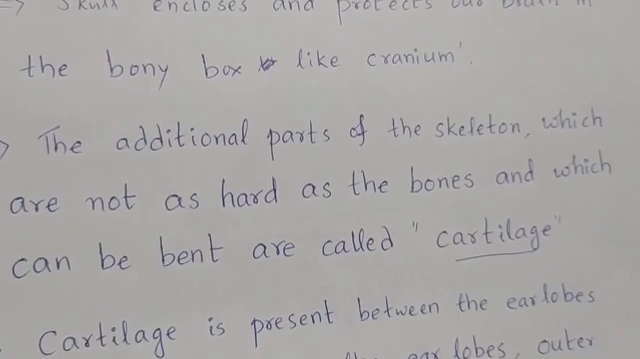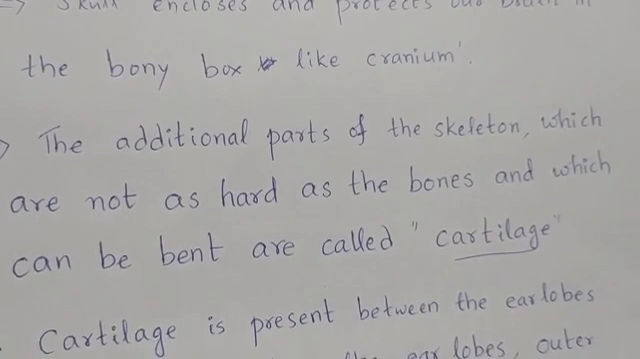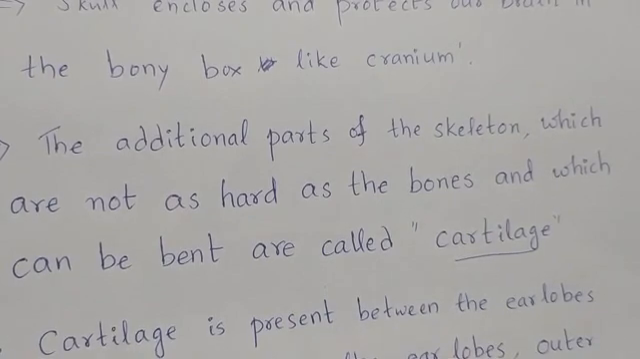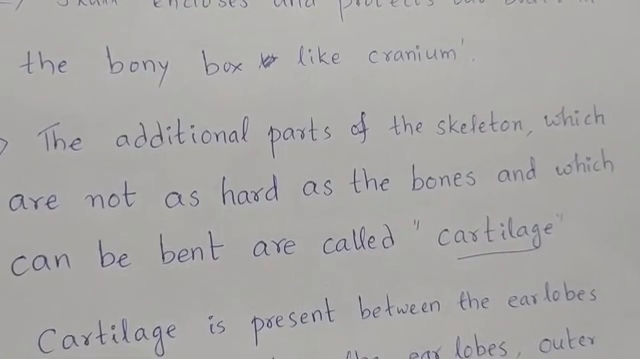So along with bones in the skeleton there is some additional part. These additional parts of the skeleton are not as hard as the bone, but they are mildly hard. Bone is very hard so it cannot be bent, whereas this mildly hard structure, the additional part of the skeleton along with bone, can be bent also. So the substance of the skeleton which can be bent is known as cartilage.